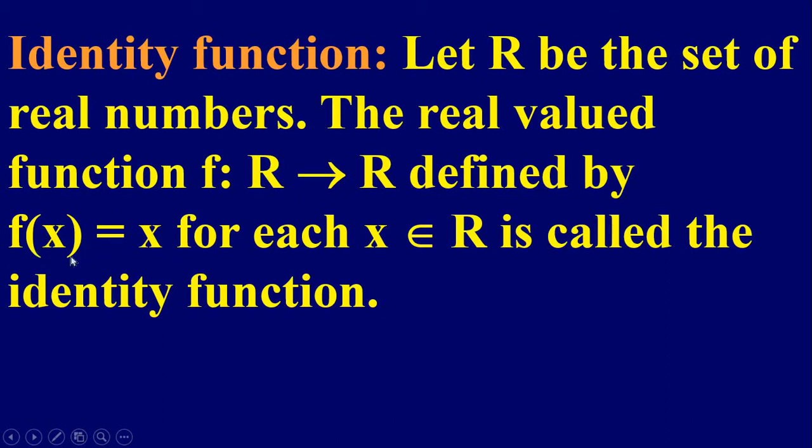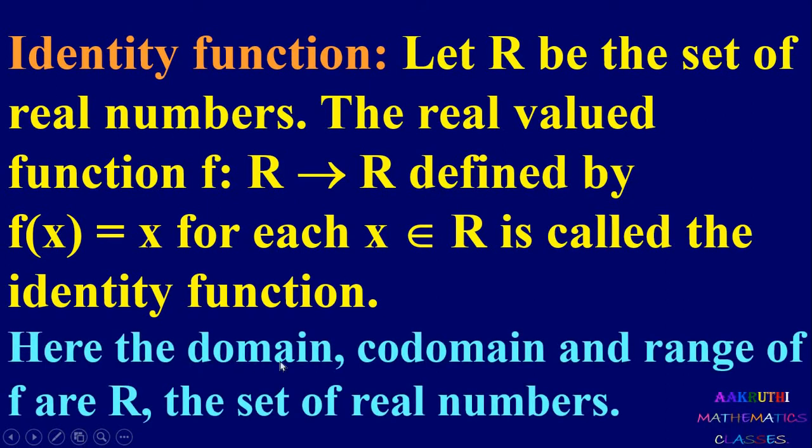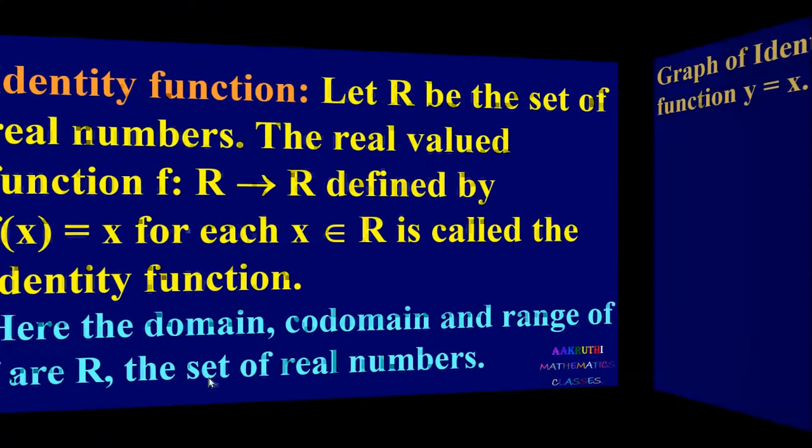So f of 1 is 1, f of 2 is 2, f of 3 is 3, f of 0 is 0, f of minus 1 is minus 1. That is every element is related to itself. This type of function is called as identity function. For identity function, domain, codomain and range is set of real numbers only.